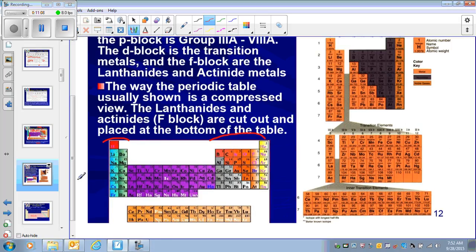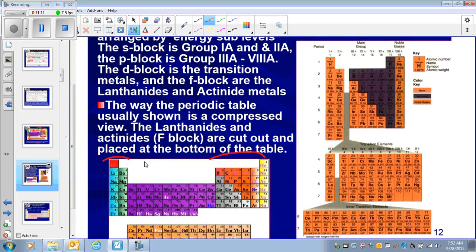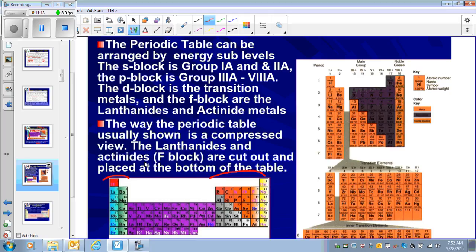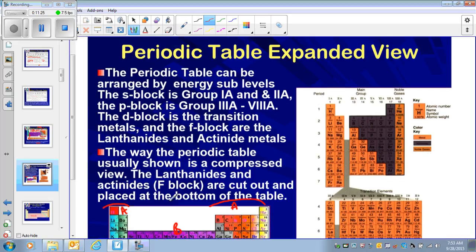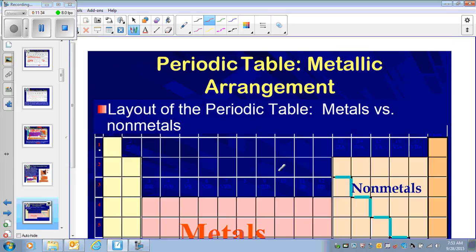There are many, many different ways of naming or grouping the periodic table. We have groups, these are all A elements, 1A, 2A, 3, 4, 5, 6, 7 A's, and then these are the B elements. As I said, there are many different ways of naming or numbering the periodic table that we will discuss in a few minutes.